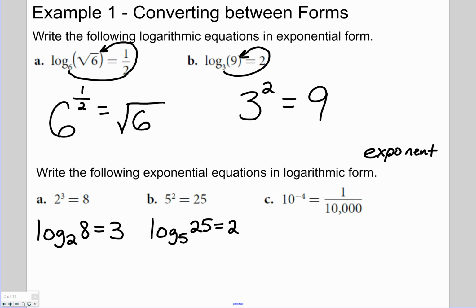Excellent, Peter. Well done. All right, you can do this. Good job, Peter. All right, let's do part C. Part C says 10 to the -4th power is 1/10,000ths. All right, Brissa, what do you got?